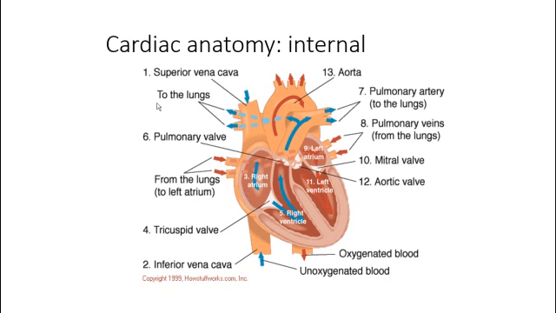So when it comes into the right atrium, that is going to then contract and send blood down into the right ventricle. So that's number 5 here. When the ventricle contracts, it's going to send blood out through the pulmonary artery, and you can see here they're kind of color-coded. So blue means it's deoxygenated blood. So this is the only artery that carries deoxygenated blood.